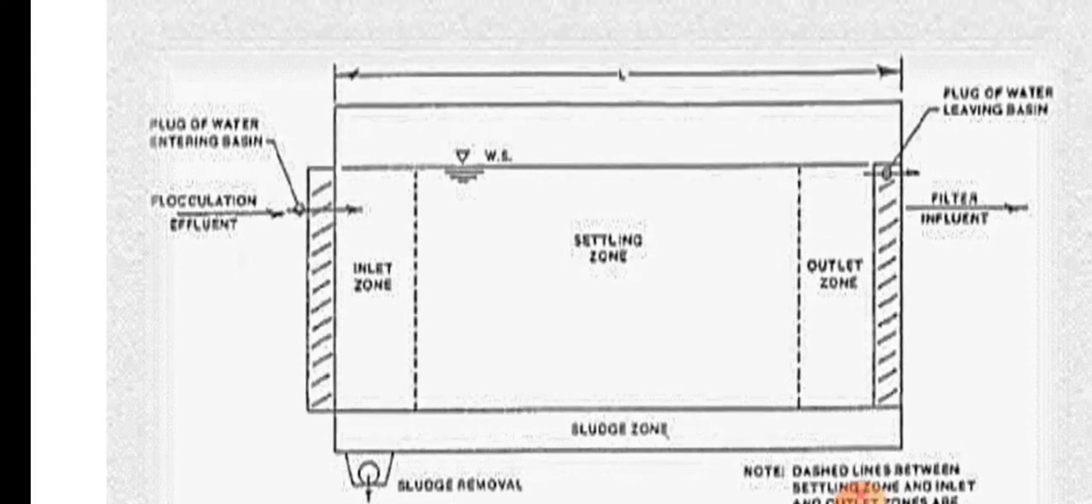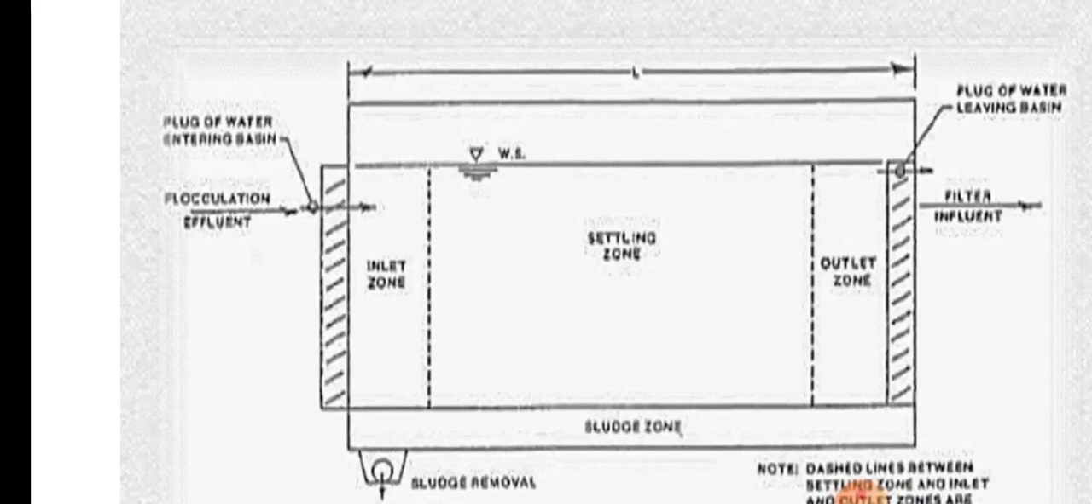Then at the exit you have the outlet zone. It is the zone which allows the clarified water, so after the particles have settled to the bottom, the clear water will flow through the outlet zone. We can say that the outlet zone allows the clarified effluent or water, and that will be collected through a weir, and then go on to the next process. After sedimentation in the water treatment process, the next process is filtration. So the clear water from the outlet zone will be conveyed to the filtration units for further treatment processes.